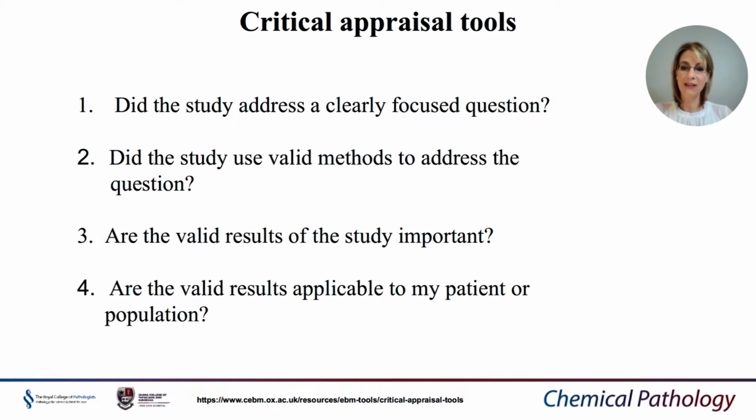Thirdly, are the valid results of the study important? So results might be valid, but are they actually clinically important? And finally, the fourth question that should be answered is, are the valid results applicable to my patient or population that I'm trying to apply these results to? We have to remember that results published in another area, field, or country or population might differ to the one that you're actually working in, the setting that you're working in. And those differences have to be taken into context. It might not be a situation where you can immediately apply it to your own setting.